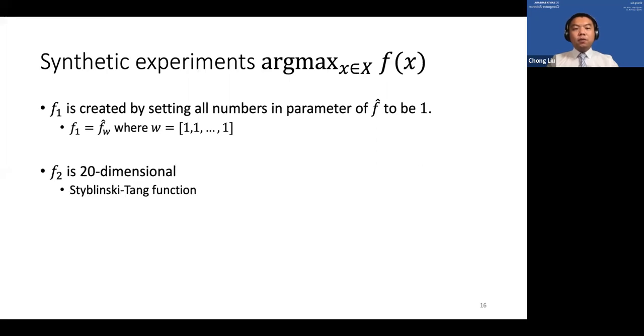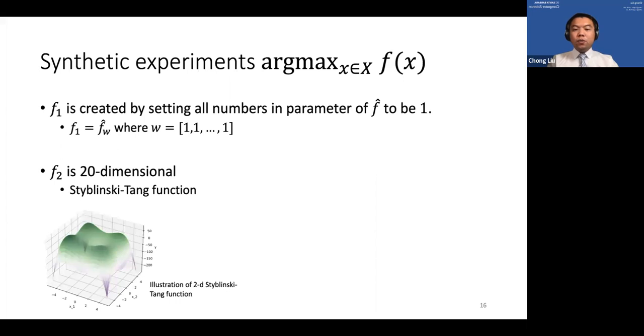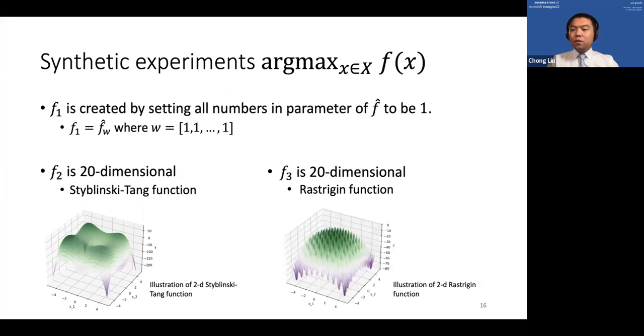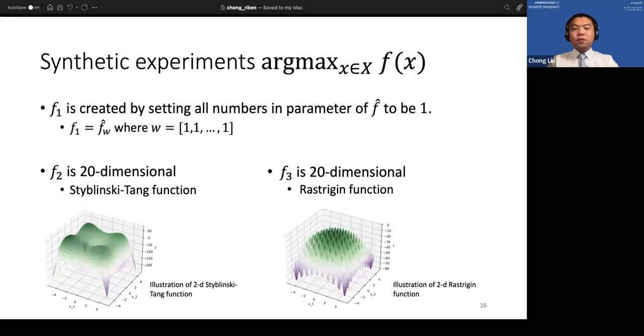It includes all the weights and also bias of the linear layers of the neural network. And the second experiment, the black box function, that is a 20-dimensional Styblinski-Tang function. I'd like to show an illustration of the 2-dimensional Styblinski-Tang function like this. As you can see, it has a global maximizer and 3 local maximizers. The final problem is f3. f3 is a 20-dimensional Rastrigin function. Here is an illustration. The illustration shows the 2-dimensional Rastrigin function. As you can see, there are many global maximizers, which is very hard to optimize.